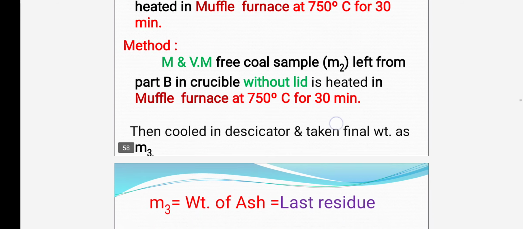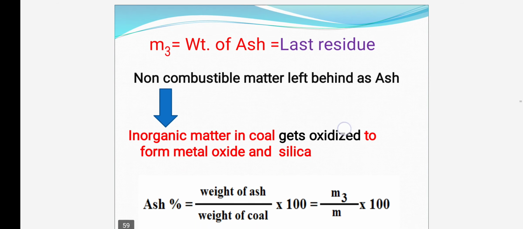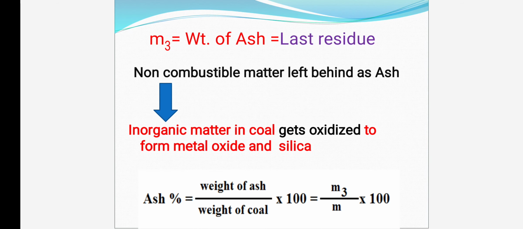Okay. So what will be the formula for ash, and what is meant by ash? Dear students, the weight of ash is the last residue left after complete combustion of coal. Coal burns completely, and whatever is left behind is ash only. So the weight of ash, the weight of the last residue left behind, is m3.